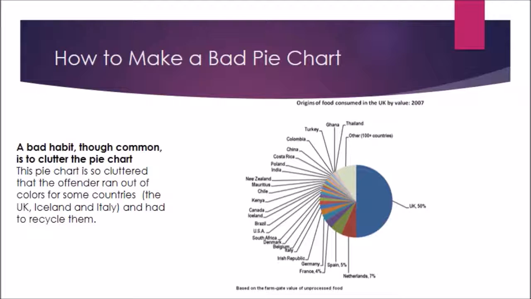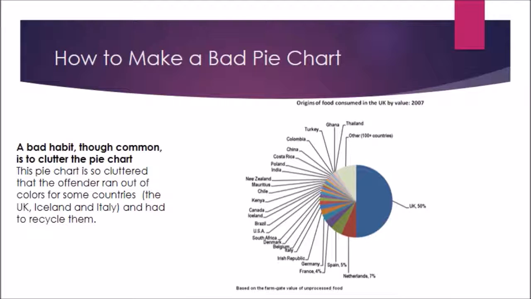A bad habit with a pie chart is to clutter it. The person who did this, the offender, ran out of colors for some countries like the UK, Iceland, and Italy, and had to start recycling them. It just looks terrible, and I'm struggling to read what they're trying to say.